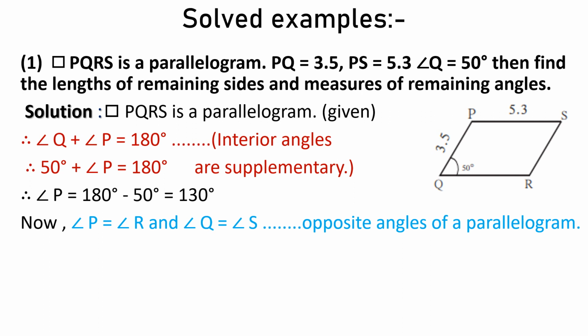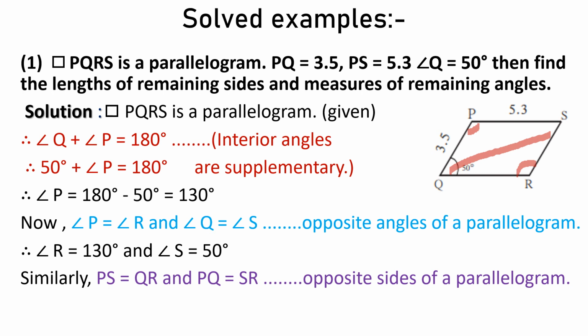Now as angle P is equal to 130 degree, angle P and angle R are opposite angles of a parallelogram, and angle Q and angle S are the opposite angles of a parallelogram. Therefore, angle P is equal to angle R, that is 130 degree, and angle Q is equal to angle S, that is 50 degree. So let us write angle R equal to 130 degree and angle S equal to 50 degree. Reason: opposite angles of a parallelogram.